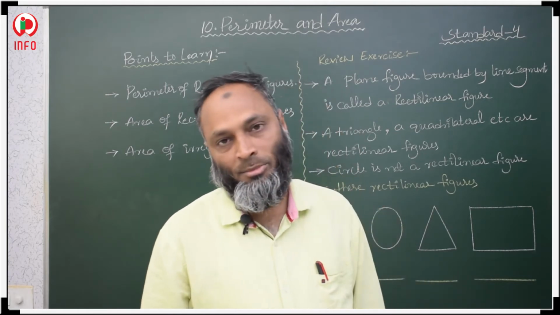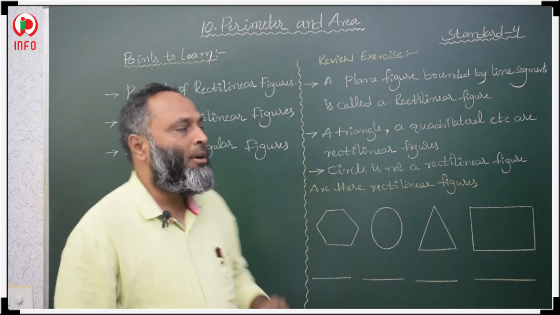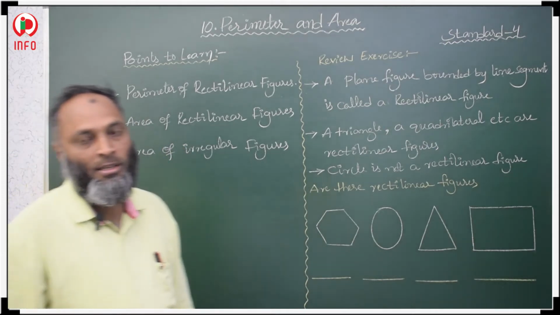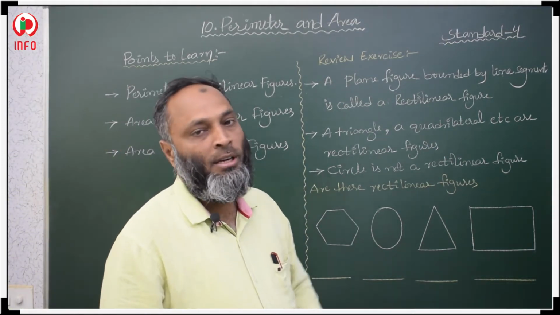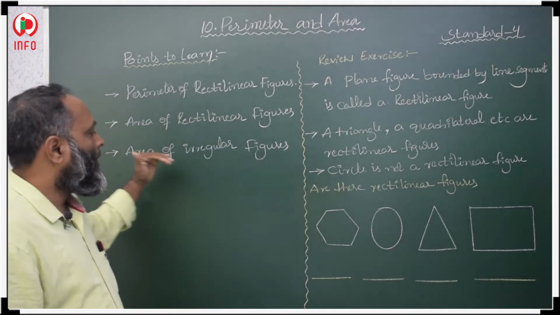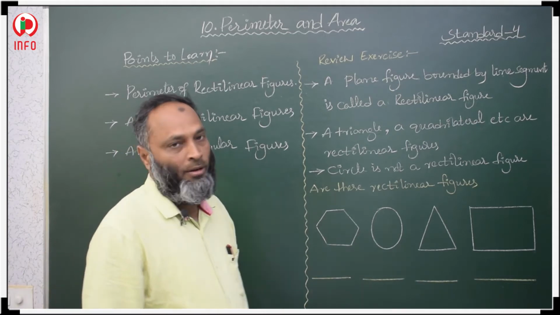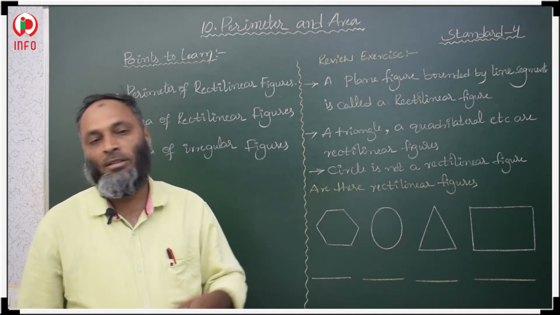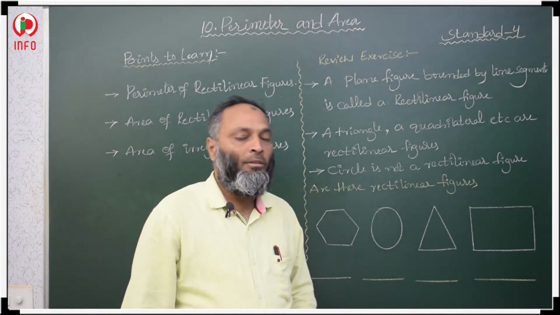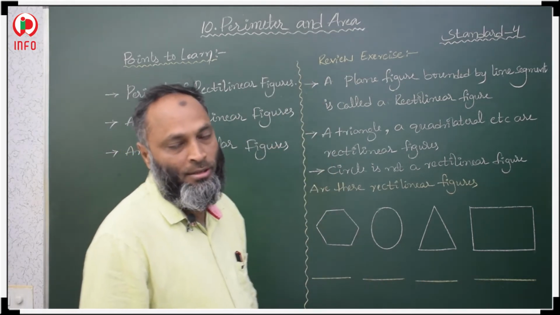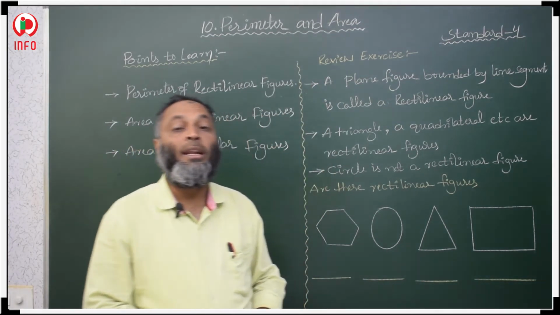The first concept is the perimeter of rectilinear figures, the second one is area of rectilinear figures, and the third one is area of irregular figures. See here, these are the 3 concepts we are going to discuss. Now we recapitulate what are rectilinear figures. What is meant by rectilinear figures?